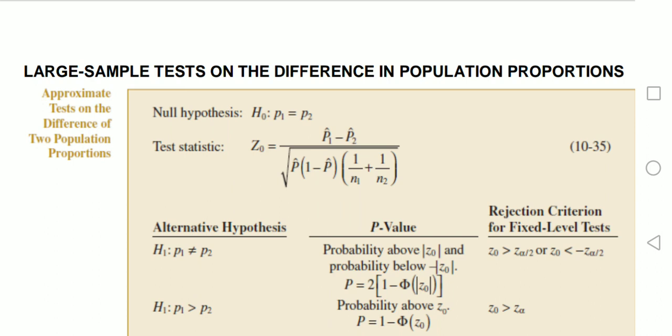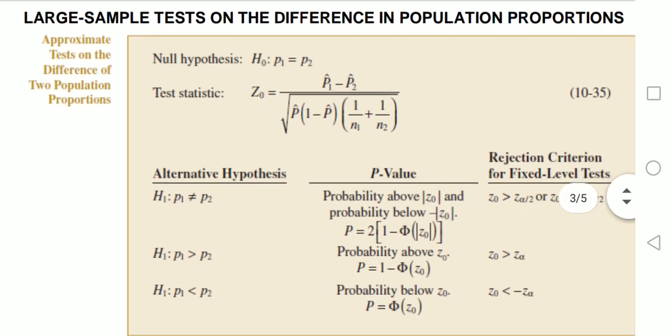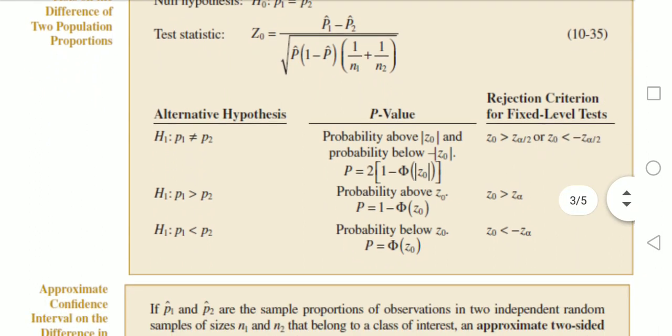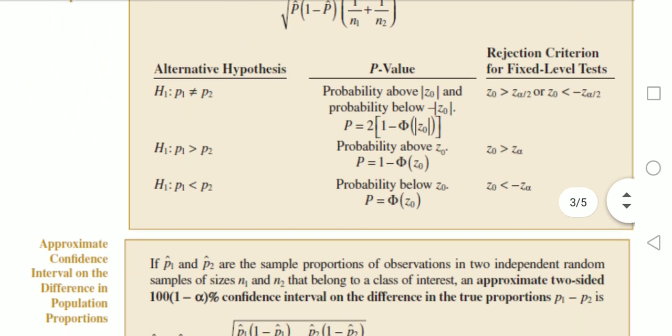n1 and n2. The alternative hypothesis and the rejection criteria follow the same format. For the alternative hypothesis p1 not equal to p2, we have z naught greater than z alpha by 2 or z naught less than minus z alpha by 2. Suppose p1 greater than p2, here we have z naught greater than z alpha. For p1 less than p2, here we have z naught less than minus z alpha.